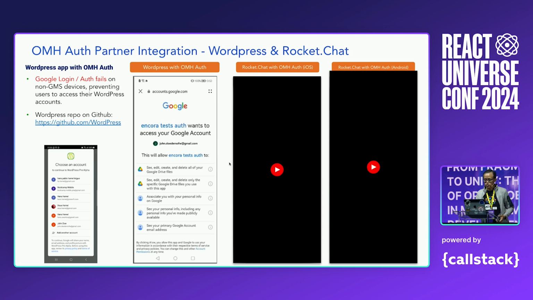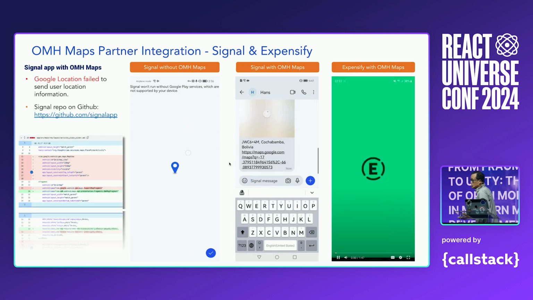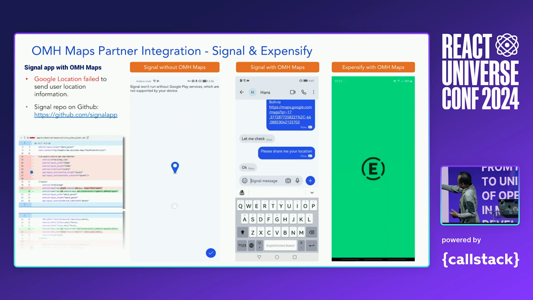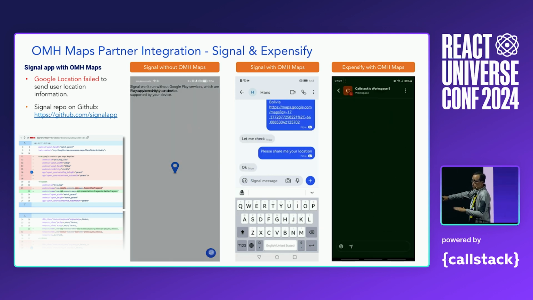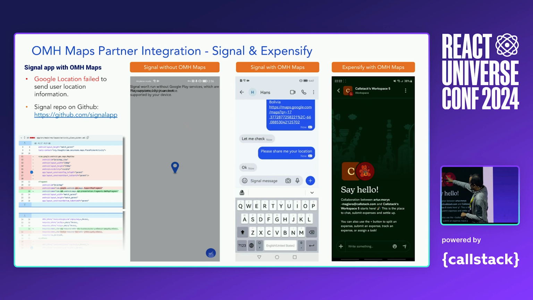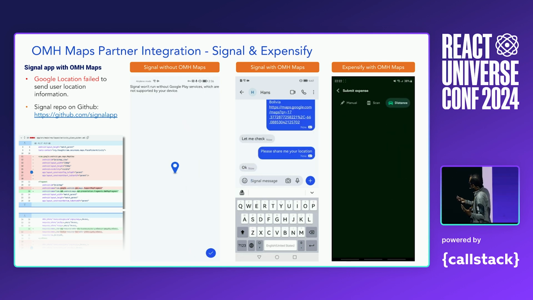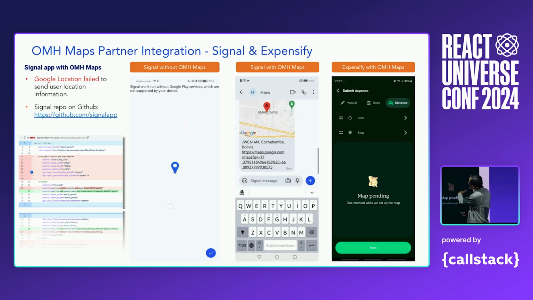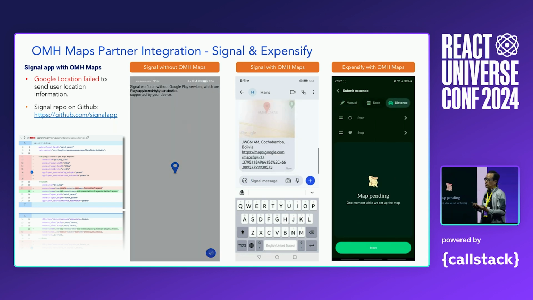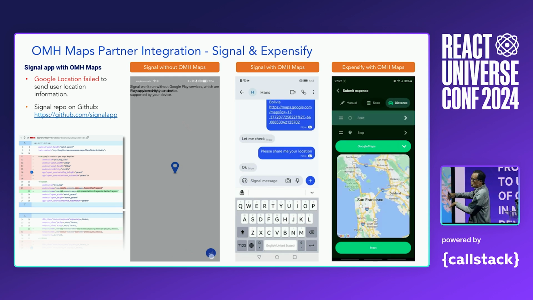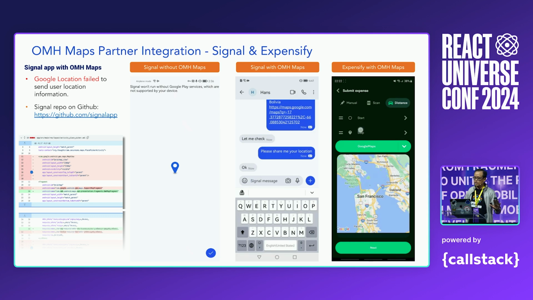And look at maps. For maps, we integrated with Signal and also Expensify. You can see on the left side, before the OMH integration, when the Signal app is running on non-GMS devices, you see the error message at the top. The user experience is very bad. The user doesn't know what to do and why it is not functioning. After integration of the OMH map, in the middle, you can see users are able to exchange their locations and see the map, fully compatible and consistent with other devices, exactly the same.